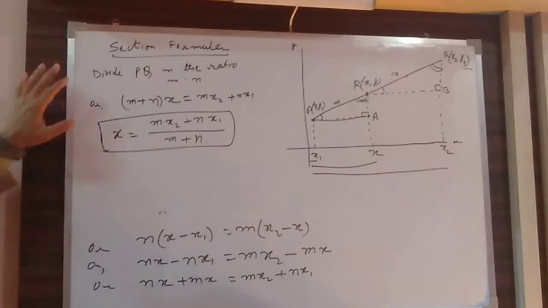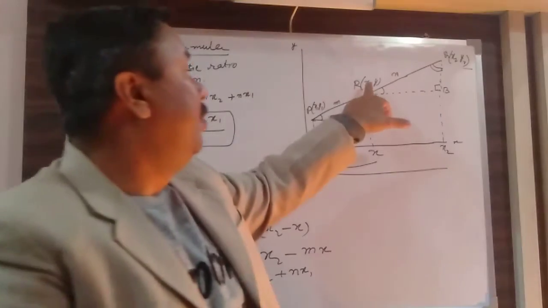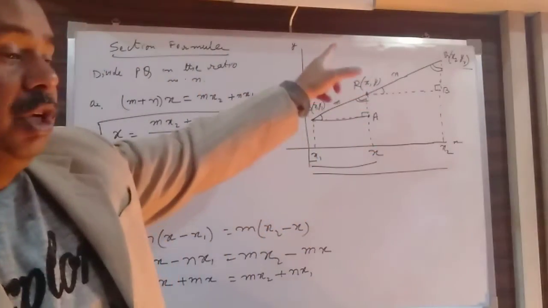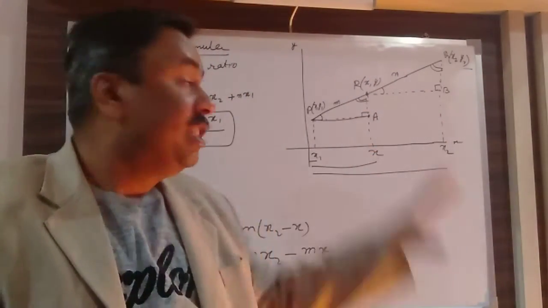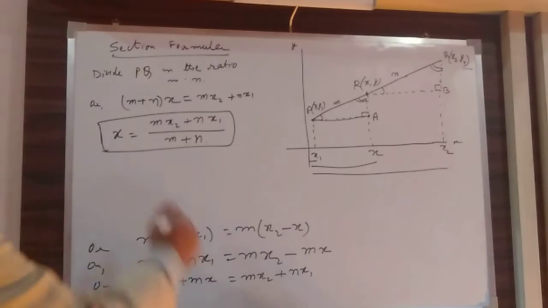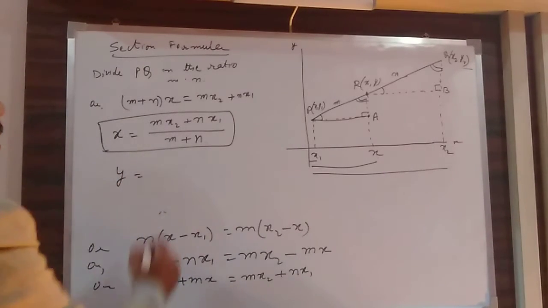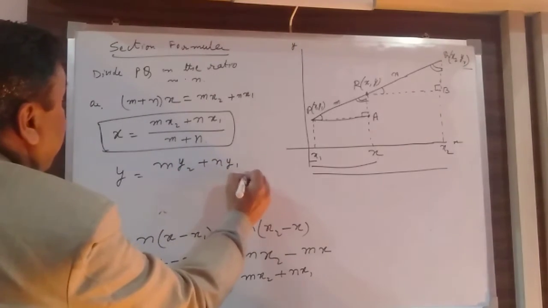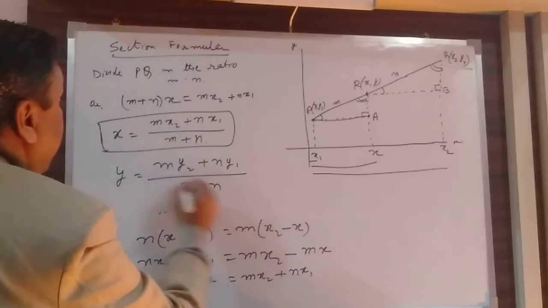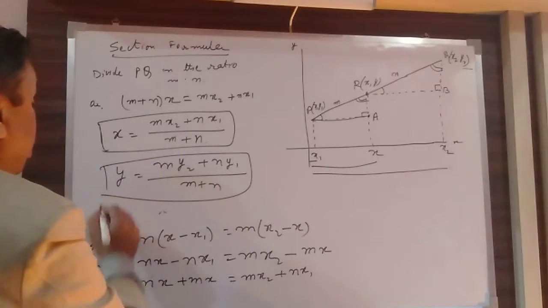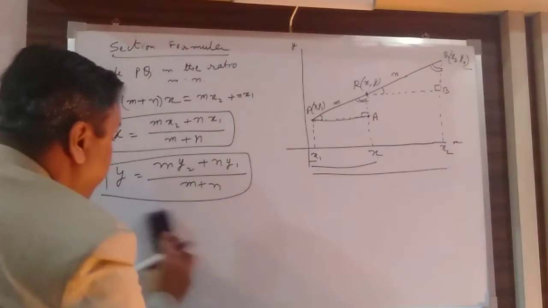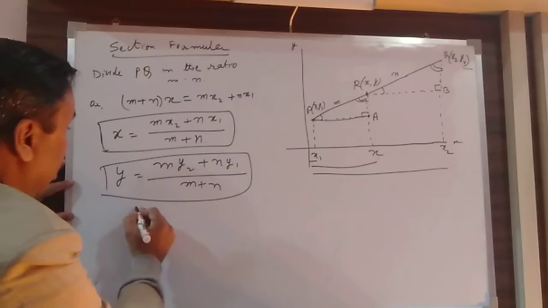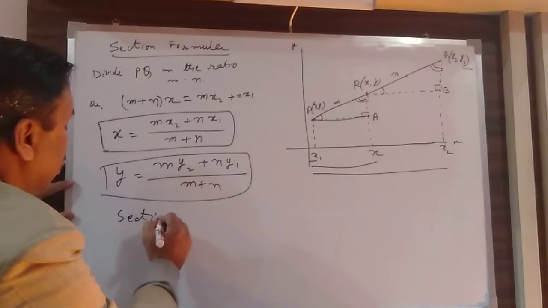This is how you can find out the value of x, or the x coordinate of the point you are required to find out. Similarly, if you go on, y coordinate will be coming out to be my2 plus ny1 divided by m plus n. So this is called the distance formula, or the section formula. This is called the section formula.